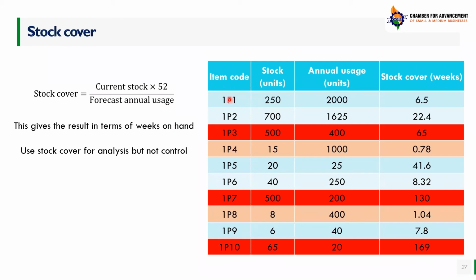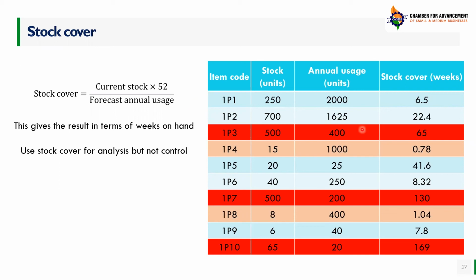Again, we have 10 different items, and there is a stock for those 10 items. There is annual usage given here, and now we can calculate stock cover using this formula. So what does it tell? Item number 1, we have 250 units in stock. Annual usage is 2000 units. That means in a year, we will require 2000 units. So 250 units of stock is sufficient for 6.5 weeks. I'll repeat, 250 units of stock is sufficient for 6.5 weeks. So this is stock cover.